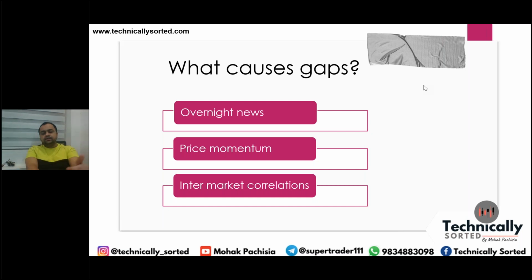There could be other things. For example, a lot of companies have their stakes, a part of their profits would depend on the fluctuation of the dollar rupee currency.